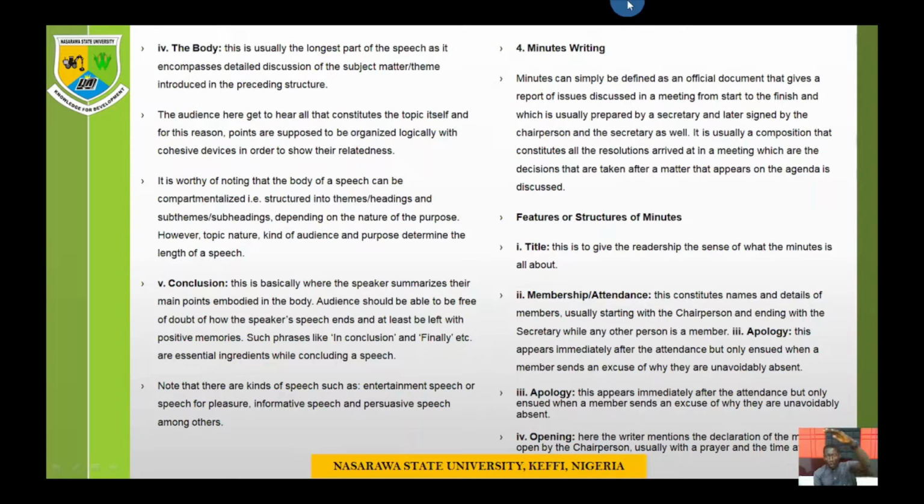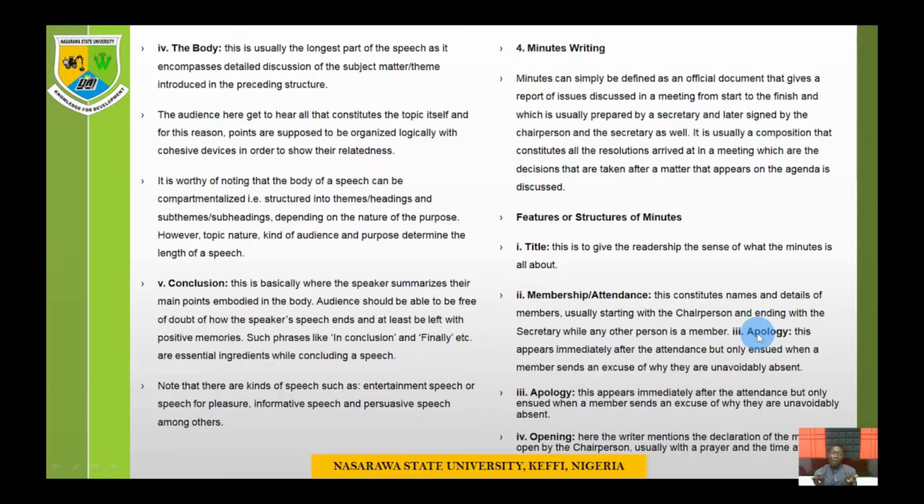Then all members of the particular meeting, starting from, for instance, professors. Okay, it goes in this hierarchy: professors, doctors, then senior lecturers who are not doctors yet, then other ones. They have to follow based on the rank of the members of that particular board. Okay, now after this membership, there is what we call apology.